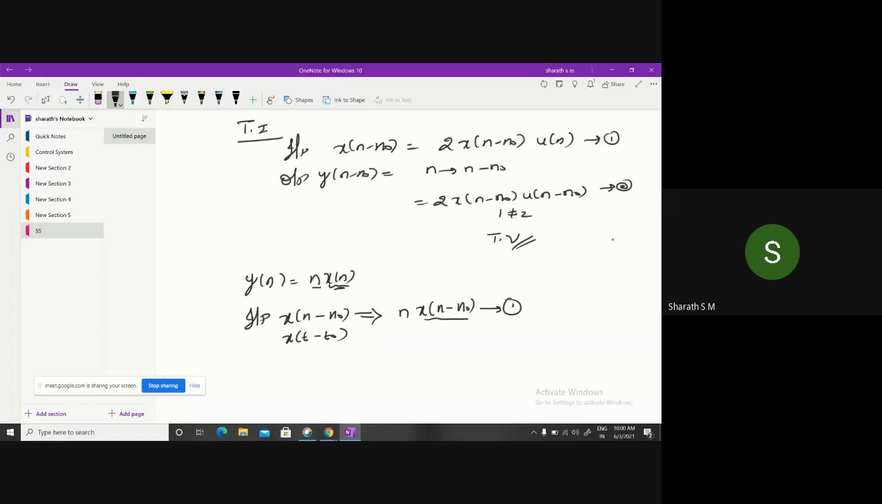n into x of n is there. 2 into x of n into u of n, or 2 into x of n into delta of n, whatever it may be, but wherever we have an input, it is always the variable x. So only for the x term we need to write the shifting operation as x of n minus n naught. So label it as equation 1.